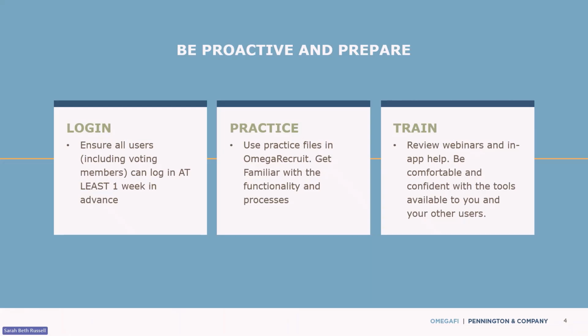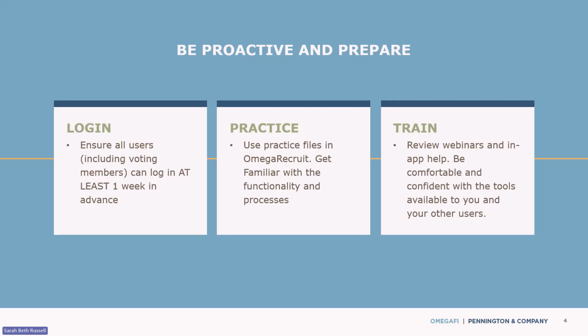The things that you really need to look at are logging in, practicing, and training. So with that login, you want to ensure all your users, including your voting members, so not just your admins, can log in at least 1 week in advance of whenever your recruitment dates are. If you are going to do trial recruitments, like some practice recruitments in the system, you want to make sure they can log in to participate in those. So the earlier you can have your users added and log in, the better it's going to be for you. That way there's no last minute issues. If somebody has trouble logging in, we can fix that in advance.